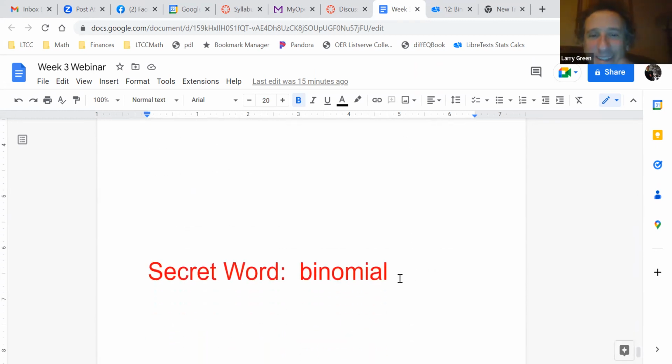So secret word. Secret word is binomial, because a big part of today, kind of the middle of today, was the binomial distribution. That's when you have a yes, no answer. You're looking at a bunch and you want to say how many yeses were there and what is the probability of that many yeses. It could be that many, or at least that many, or fewer than that many, or between that many and some other many. So that's the binomial distribution, which is the secret word for today.